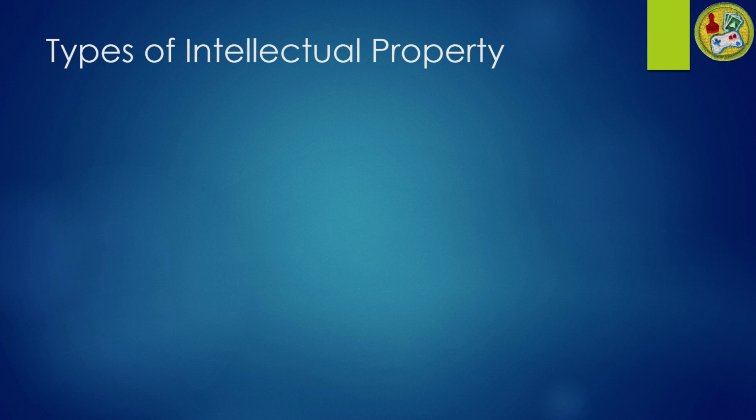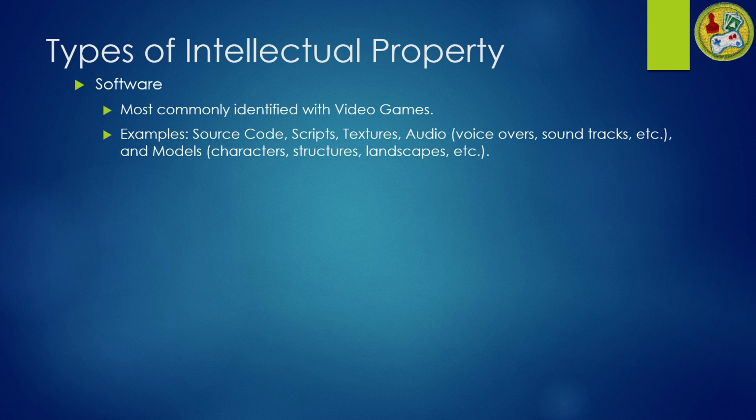Now let's go over some types of intellectual property. First, there's software. This is most commonly identified with video games. Some examples of software are things like the source code, certain scripts, textures, audio, like voiceovers or soundtracks, and models, like the characters, structures, and landscapes. Next, we have instruction manuals, which are things like the list of rules, explanations of game elements, and so on.